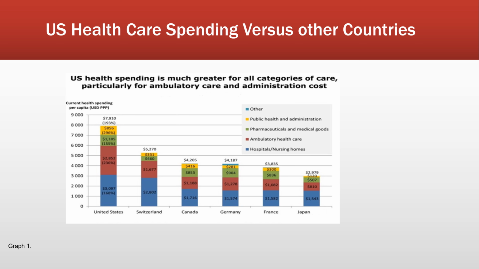And you can see that the U.S. spending costs for ambulatory healthcare, which involves ER and trauma and urgent care centers, is very, very high, as well as the hospital and nursing home.